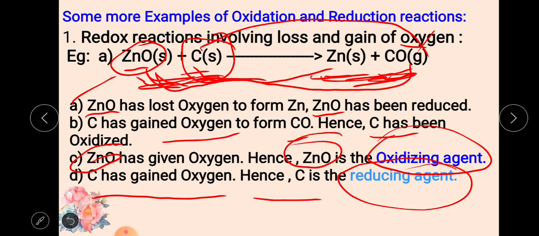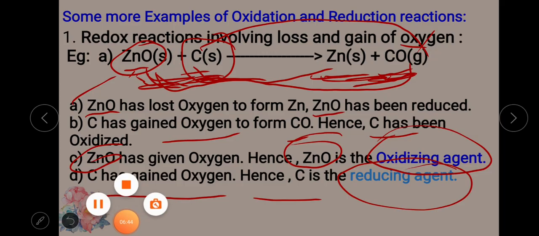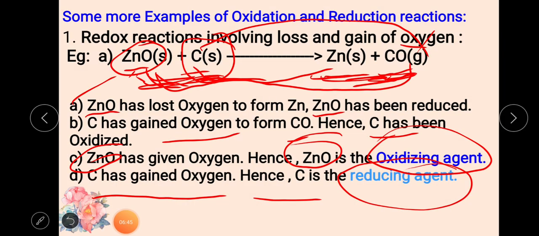Carbon is called a reducing agent. In short, we can say that if zinc oxide is reduced, then it is an oxidizing agent. If carbon is oxidized, then it is a reducing agent. Opposite, vice versa, we can say that. Understood, students all? So let us go for one more example to clarify in detail.